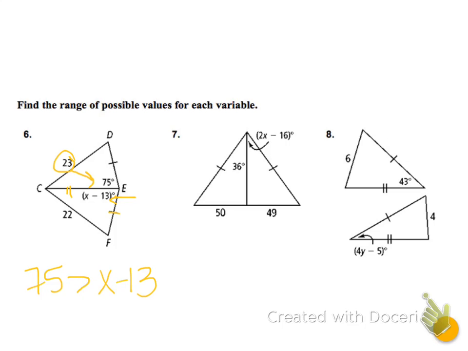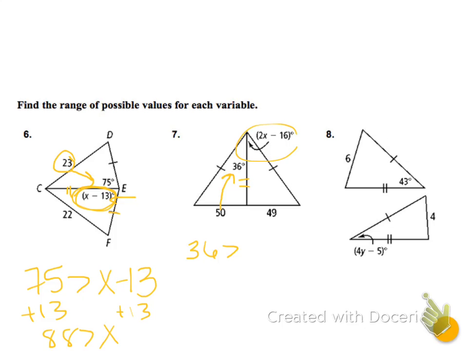So now we're going to solve to figure out what our range of possibilities for x could be. So I'm going to add 13 to both sides and get 88. So anything that is less than 88 degrees could be a possibility for this right here. Okay, so by the reflexive property, we have two sides that are congruent in two respective triangles. So that means the biggest side sits across from the biggest angle again. So 36 should be the bigger angle because it's across from the biggest side.